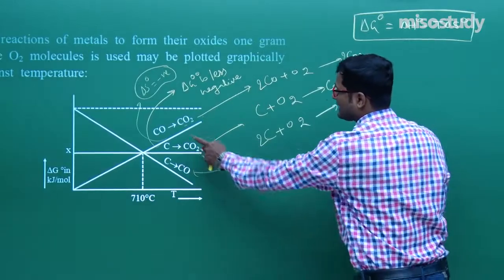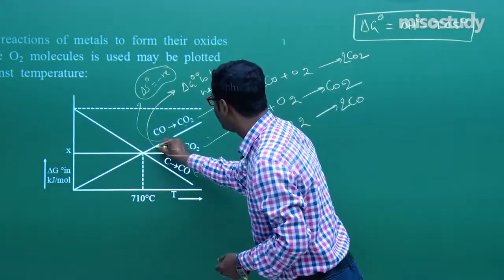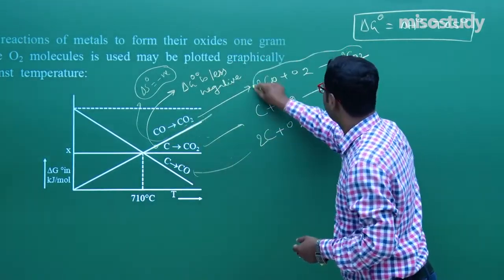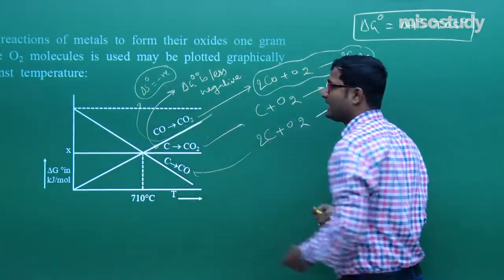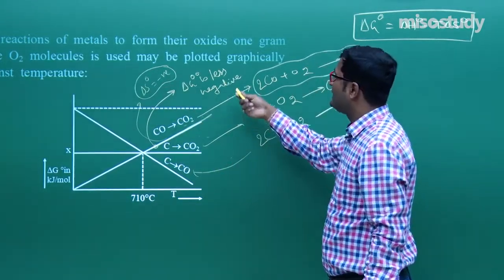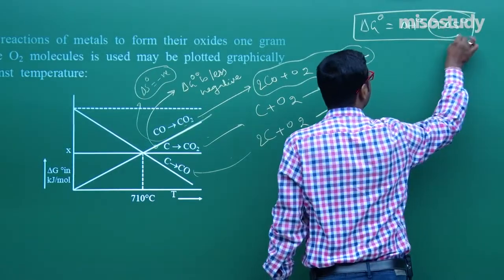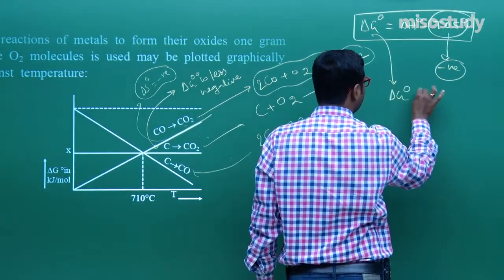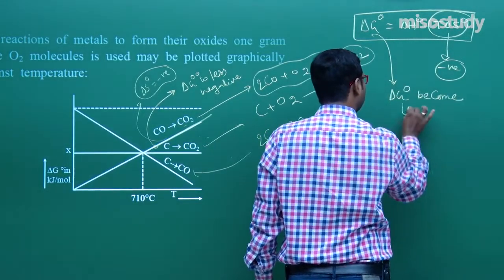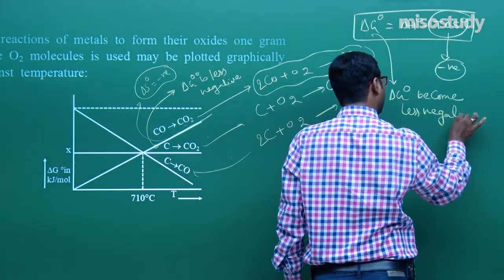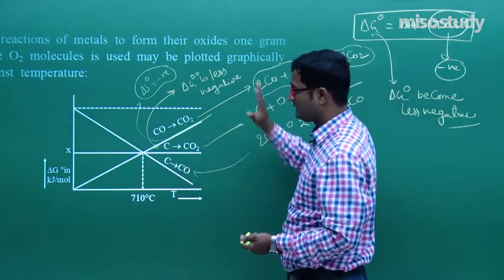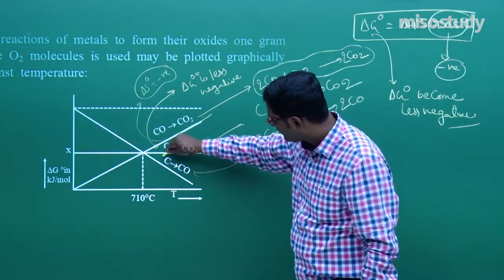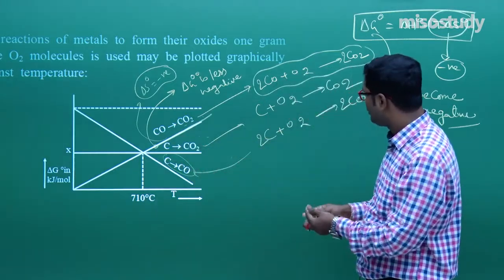Remember this, delta G is equal to delta H minus T delta S. In the first case, if I talk about this graph, this one is the graph of CO. In this case, look, delta S becomes negative. If delta S becomes negative, delta G becomes less negative, that is it will move up. If it moves up, then delta G becomes less negative. If less negative, then what will happen? The slope is upward. Clear?